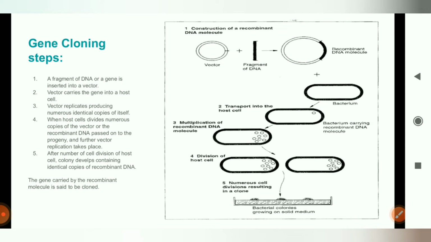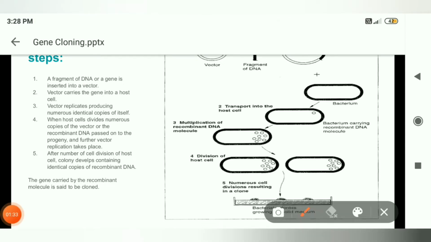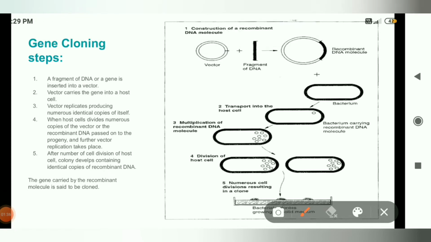in gene cloning is to construct a recombinant DNA molecule. So how do we construct a recombinant DNA molecule? A fragment of DNA is taken and it is ligated into the vector. And after the ligation of the fragment of DNA into the vector, we get recombinant DNA molecules. Vectors are nothing but vehicles which carry a fragment of DNA into the host organism. After we get the recombinant DNA molecule, we insert this recombinant DNA molecule into a host organism.